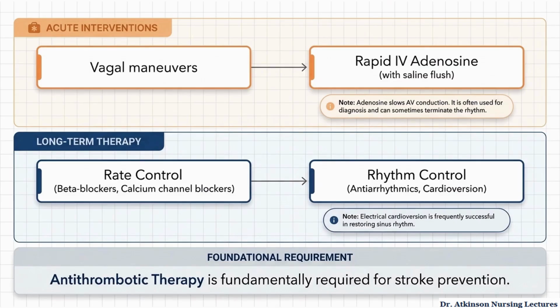For acute treatment, try vagal maneuvers or rapid IV adenosine with a saline flush. It slows AV conduction, helps confirm the diagnosis, and sometimes terminates the rhythm. Long-term, your patient needs rate control, rhythm control, and antithrombotic therapy for stroke prevention.